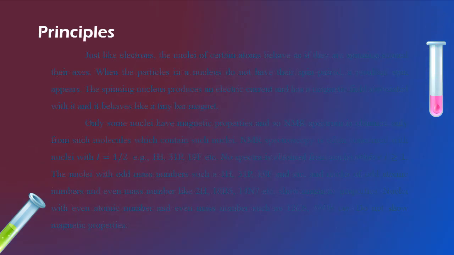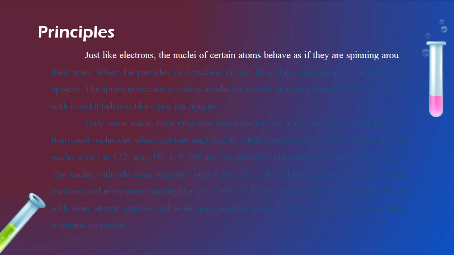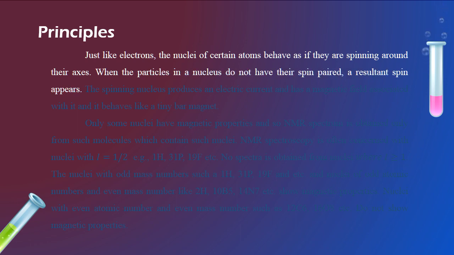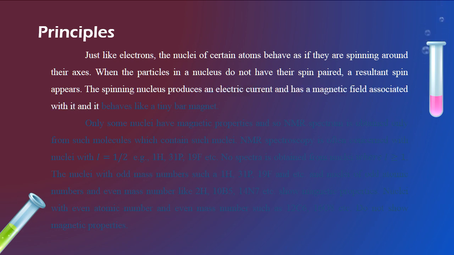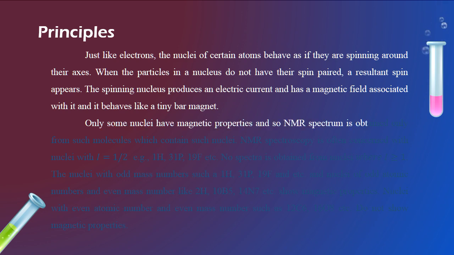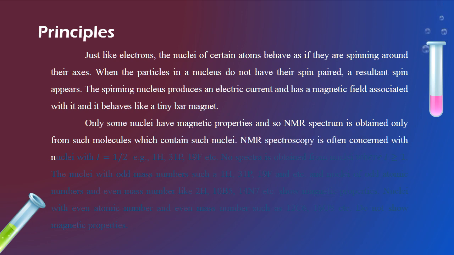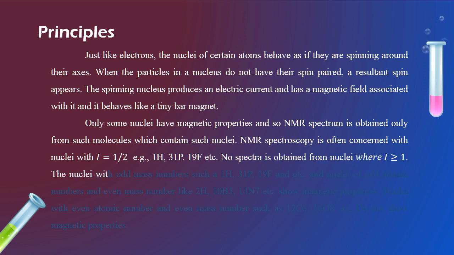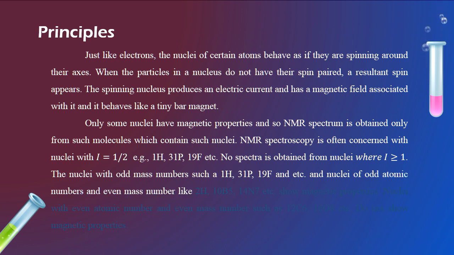The principles. Just like electrons, the nuclei of certain atoms behave as if they are spinning around their axes. When the particles in a nucleus do not have their spin paired, a resultant spin appears. The spinning nucleus produces an electric current and has a magnetic field associated with it, and it behaves like a tiny bar magnet. Only some nuclei have magnetic properties, and so an NMR spectrum is obtained only from molecules which contain such nuclei. NMR spectroscopy is often concerned with nuclei with I equals 1/2, for example hydrogen 1, phosphorus 31, fluorine 19, and so on.